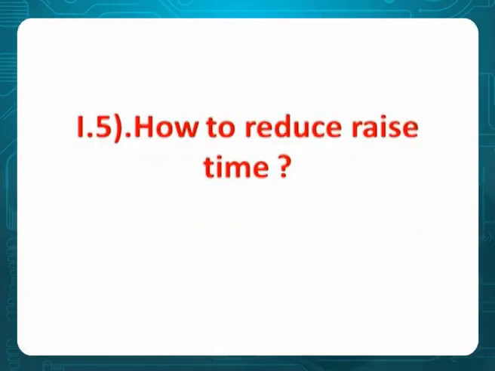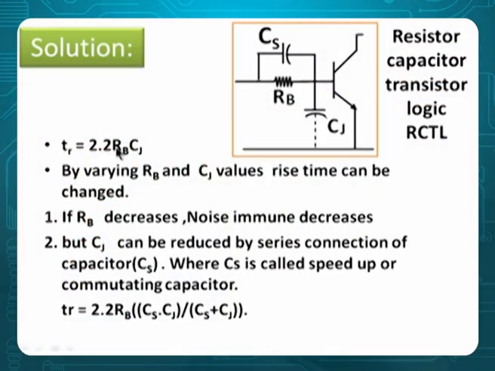Question number 5. How to reduce rise time? We have seen what rise time is in the earlier question, but now how to reduce it? For example, rise time is 2.2 into RB into Cj. If you want to reduce it, the best thing is reducing R, but that's not allowed. If you decrease it, noise immunity decreases. Another option is to decrease Cj. Decreasing a capacitance is not done by connecting in parallel, because in parallel they get added. Decreasing capacitance is done by connecting in series.